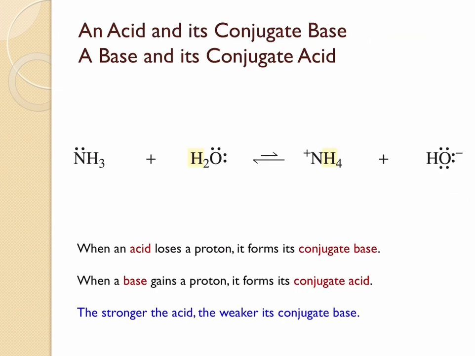Here is another acid-base reaction. Ammonia reacts with water to give ammonium ion and hydroxide ion. In this case, ammonia is going to act as a base and water is going to act as an acid. Water is amphoteric in nature, so it can behave as both acid as well as base depending upon the other reactant.